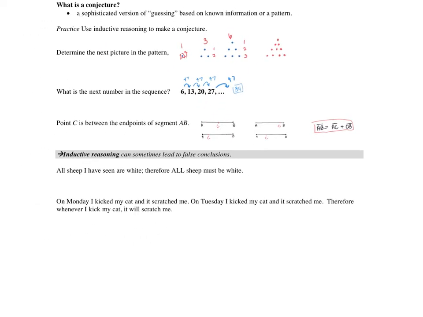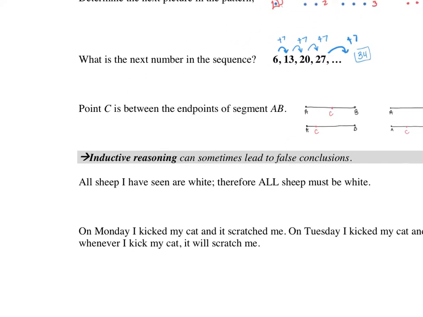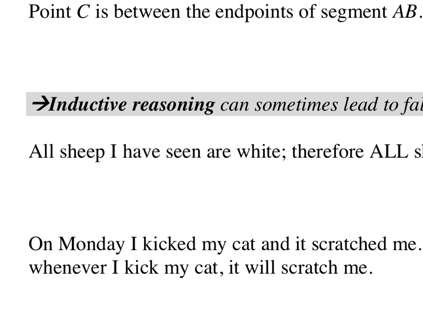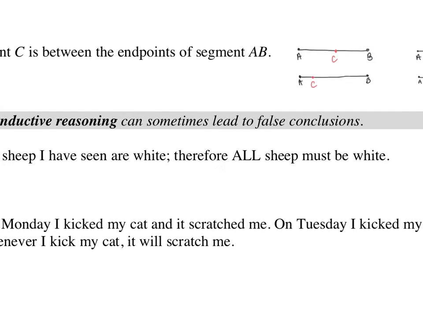Okay, now here's where inductive reasoning can sometimes lead to false conclusions. What I mean by false conclusions is, before we said, okay, here's our pattern, but then boom, you could eventually change it. So inductive reasoning can sometimes lead to false conclusions. In our first example, I have that all sheep I have seen are white. Therefore, all sheep must be white. Well, is that true? No, it's not true at all. This is 100% false. You could have a brown sheep. You could have a black sheep. So, no, not all sheep are white.